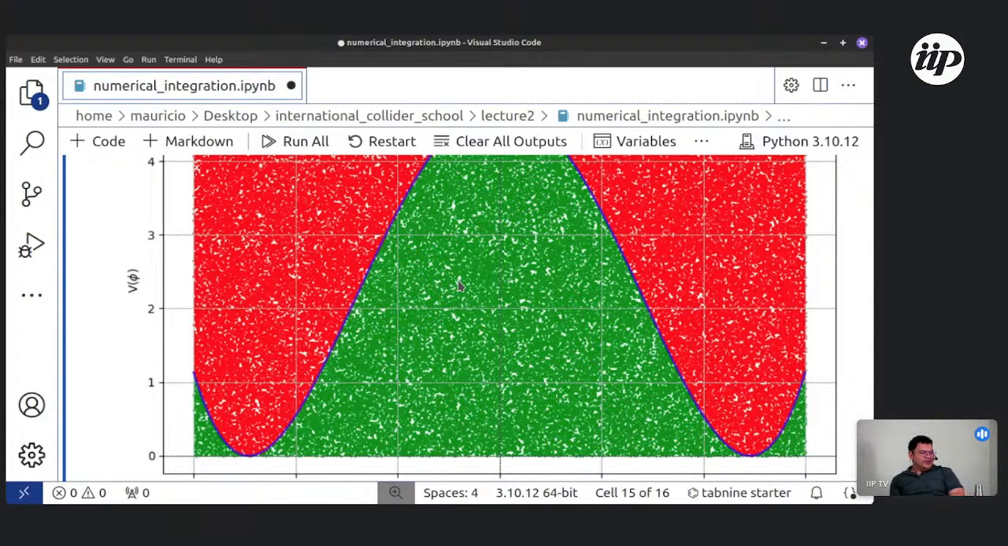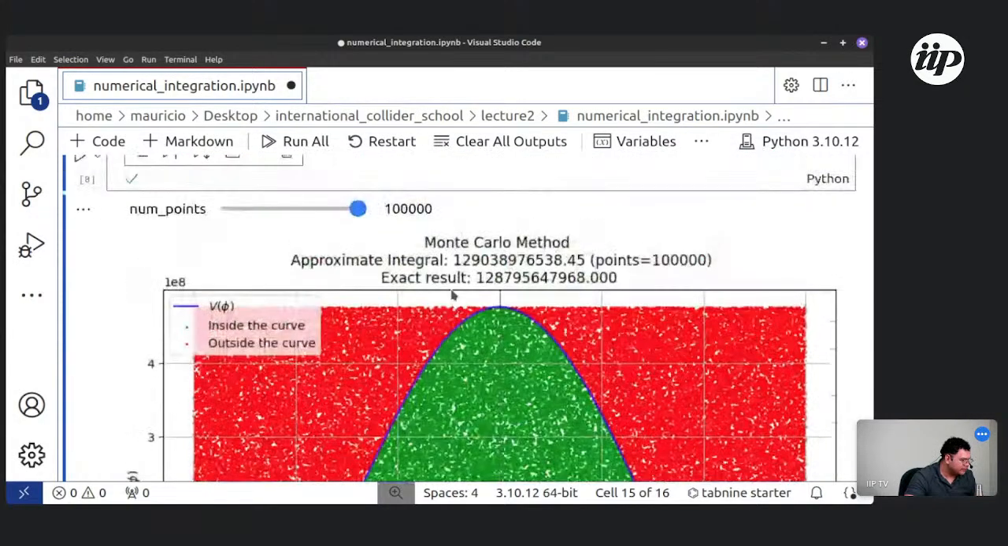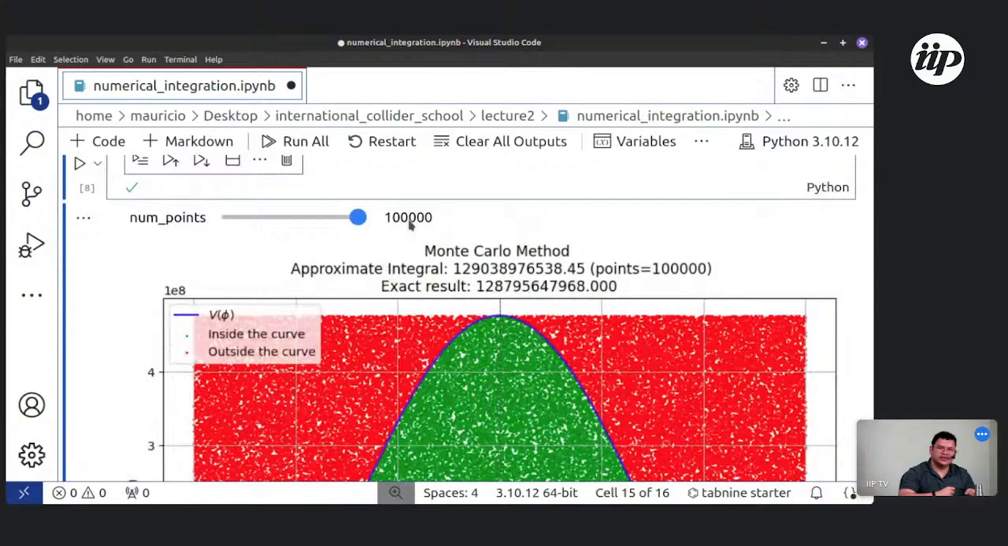Okay. The question is basically how Monte Carlo works. We have, for example, in this case 100,000 random points, and we put them with a probabilistic distribution in a rectangle around the function. So we can have points outside of the curve and inside of the curve, that is totally random.